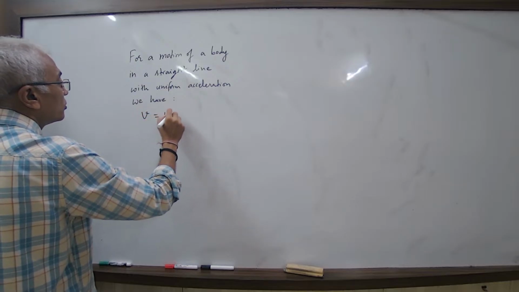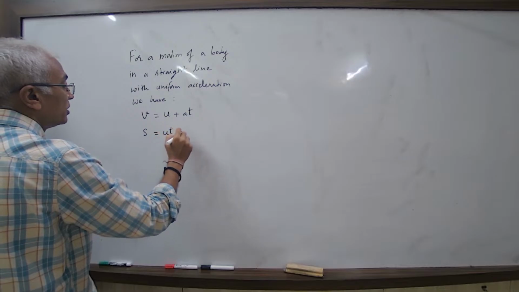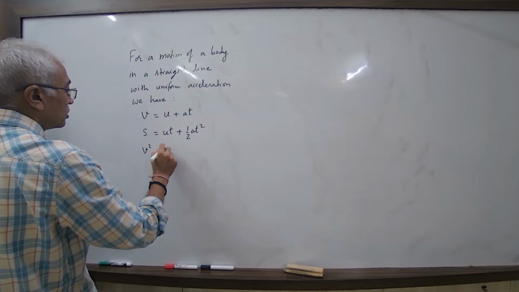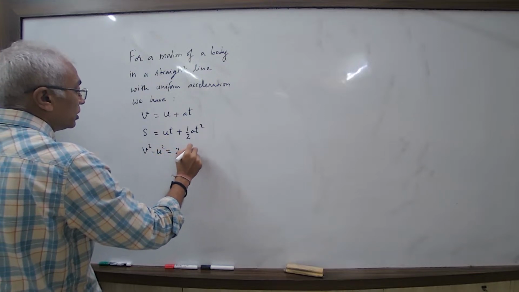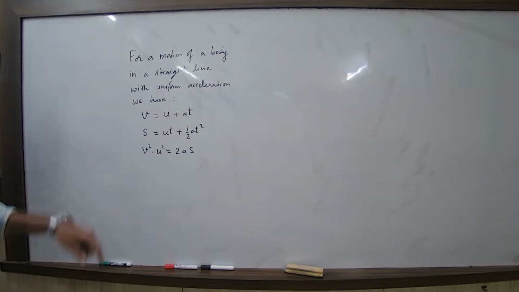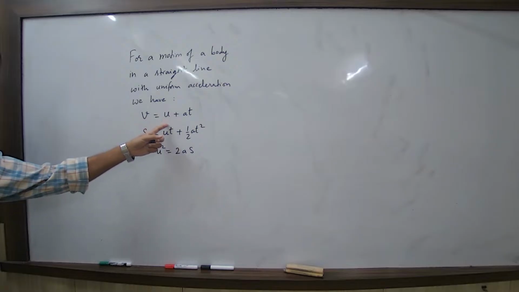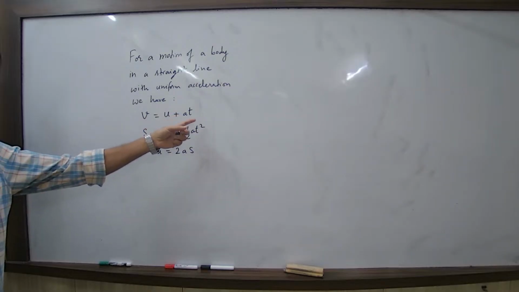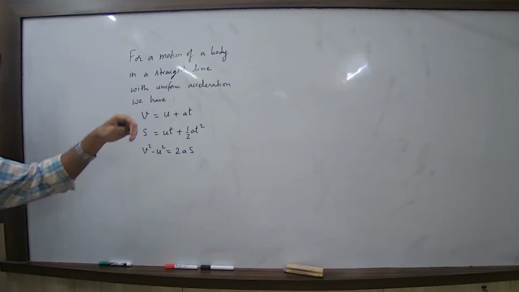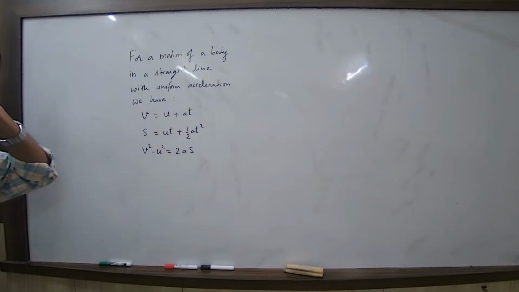the relations v is equal to u plus at, s is equal to ut plus half at square, v square minus u square is equal to 2as. So there are these three equations of motion which give you the relation between final velocity, initial velocity, the uniform acceleration and the time. Okay? These three equations describe the motion in a straight line. So we will now derive these equations.